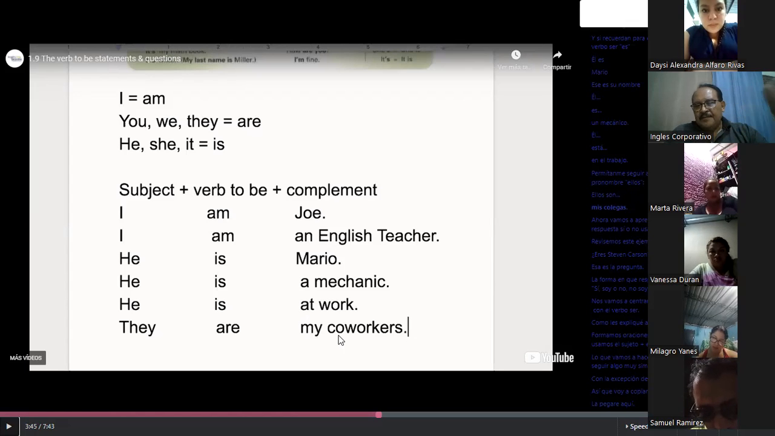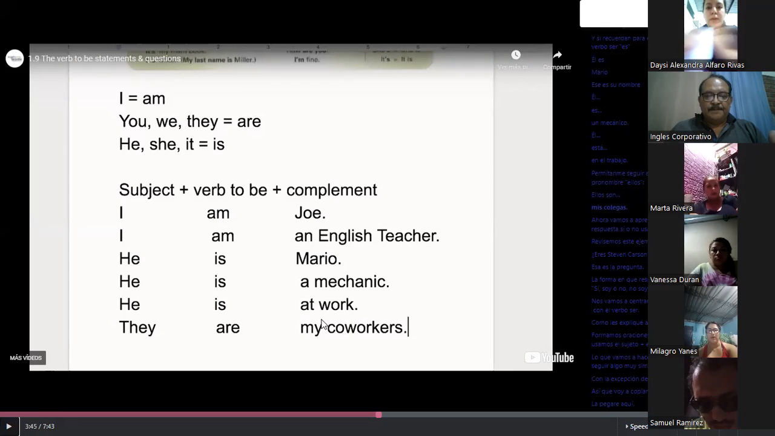Questions in this moment? Porque ya después él va a presentar ahorita las preguntas para que vean eso. Aquí es donde va a ver cómo cambia la posición de las palabras, right? Para una pregunta. Estas son afirmaciones. Yo soy Joe. Yo soy un profesor de inglés. Él es Mario. Él es un mecánico. Él está en el trabajo. Ok. And they are my coworkers. Ellos son mis compañeros de trabajo. No questions?